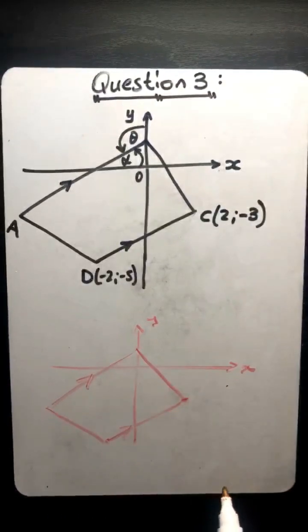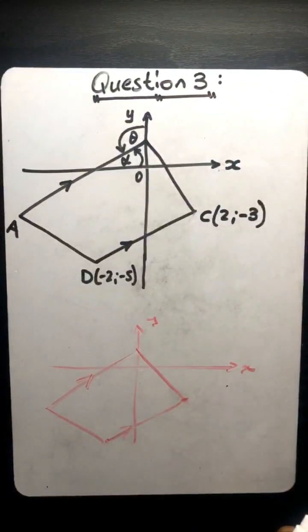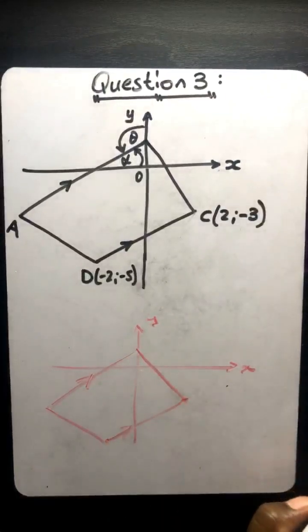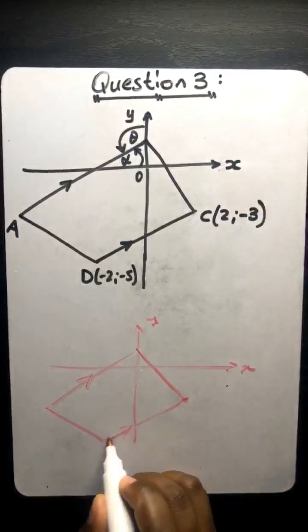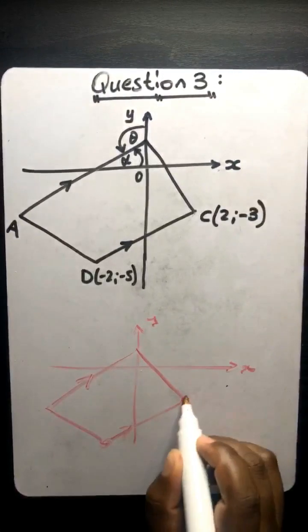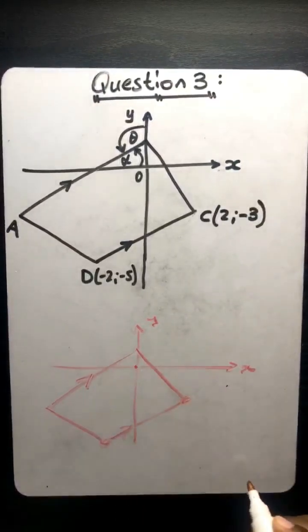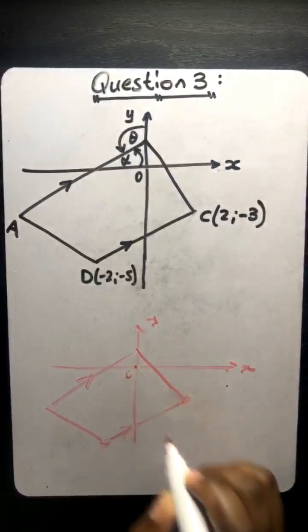What do you know about parallel lines based on the lesson that we did? You know that parallel lines have equal gradients. Most importantly, you are given the coordinates of this point and that point. Remember, this is the origin; that is why you have O there.